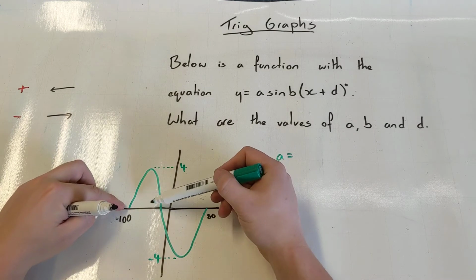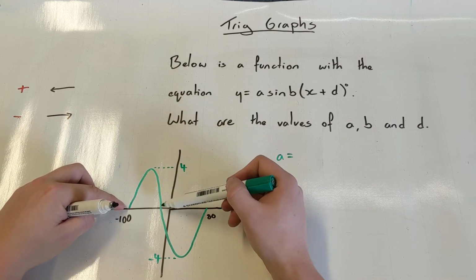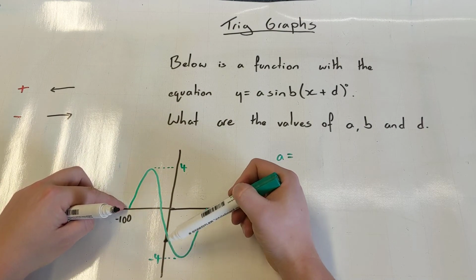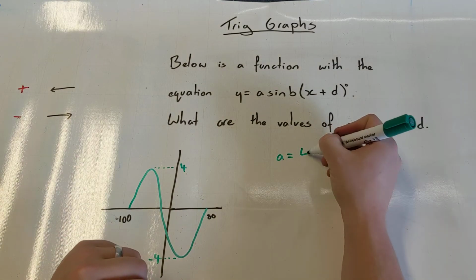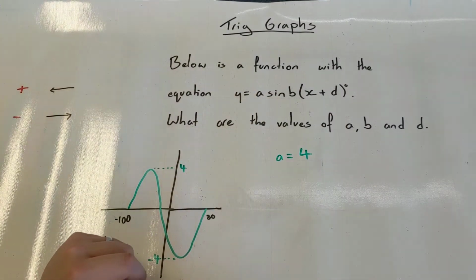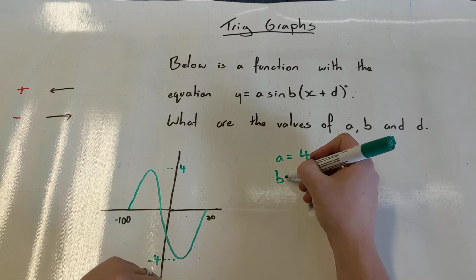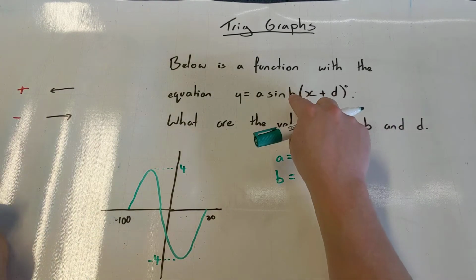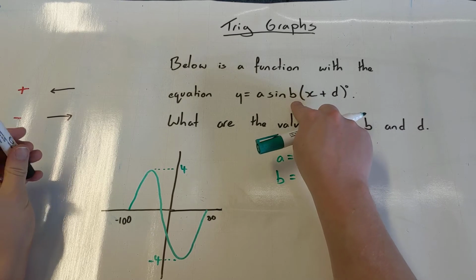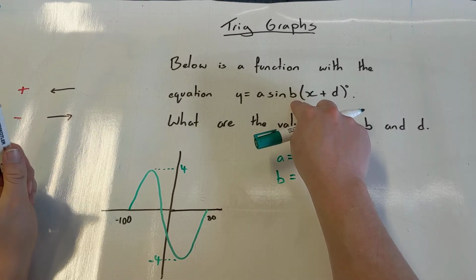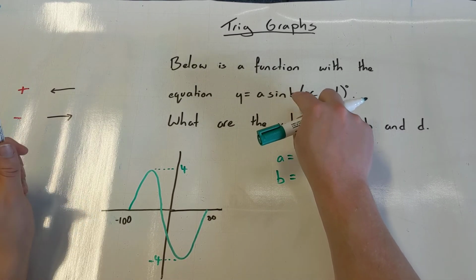Well, from the middle to the top, it's 4. From the middle to the bottom, it's 4. So that must mean the amplitude is 4. Our value for a is 4. Now, b. b is the period. And that's telling us how many times does it repeat the cycle in 360 degrees.